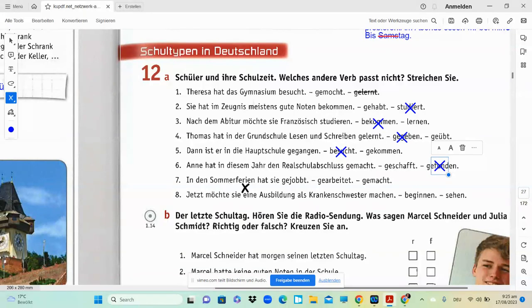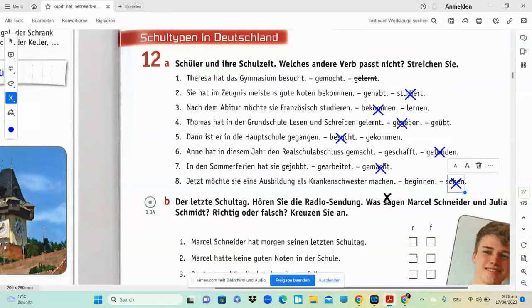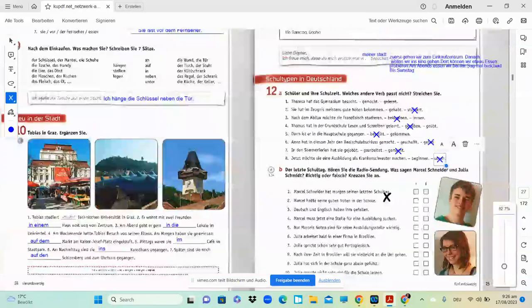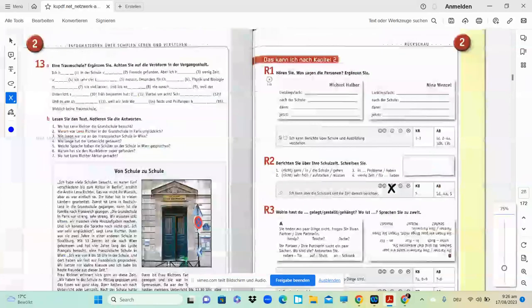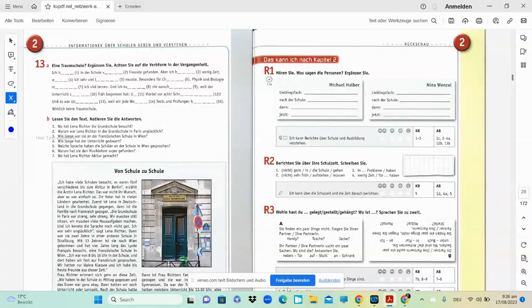Okay. In der Sommerferien hat sie gearbeitet oder gemacht. So to work is gearbeitet, you will cross gemacht. Okay. Jetzt möchte sie eine Ausbildung als Krankenschwester machen, beginnen or sehen. So you're not going to see this Ausbildung, you are going to begin it. So you will just cross sehen. Okay. Next activity you can see is the Hören part. Okay. So let me skip it and let's just quickly move ahead with the next one.